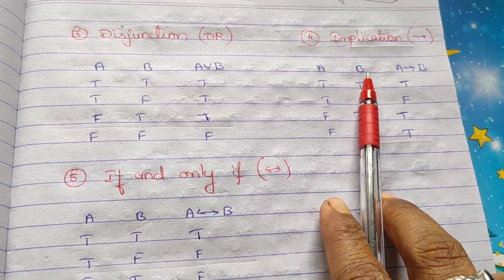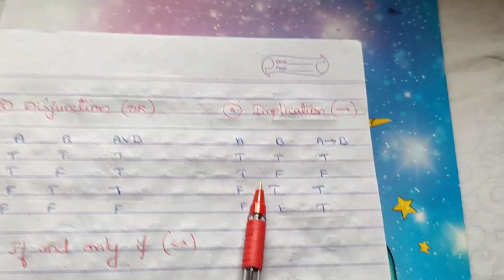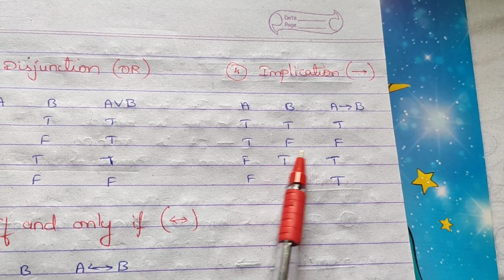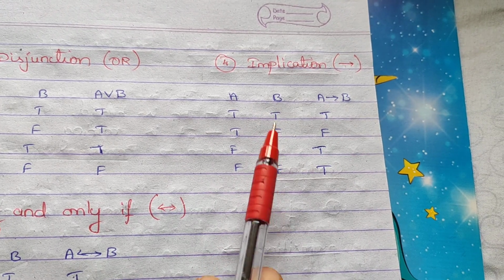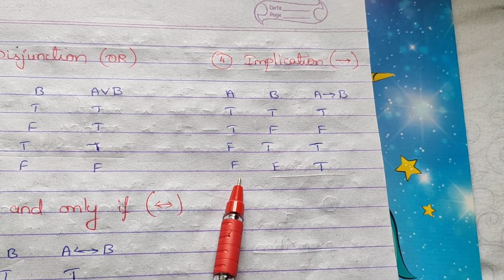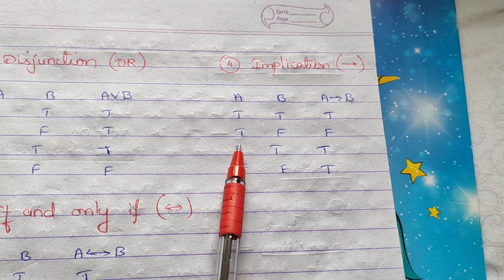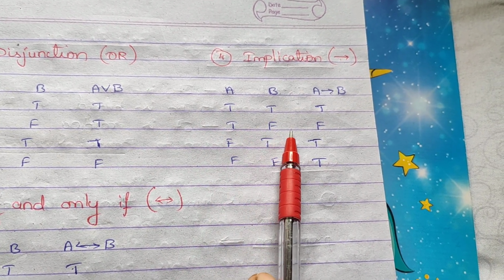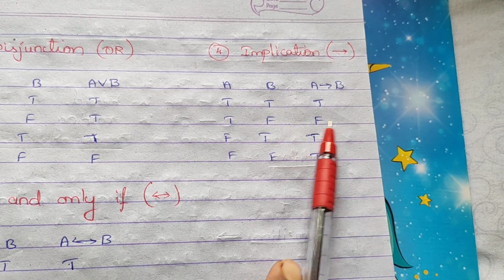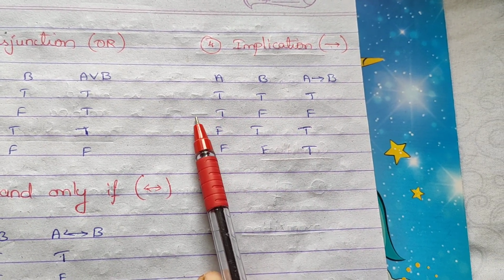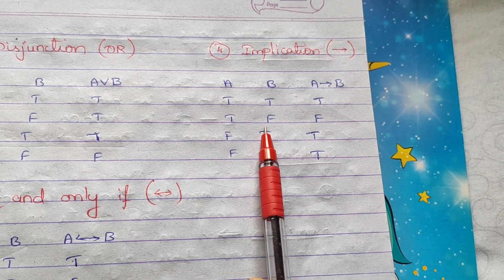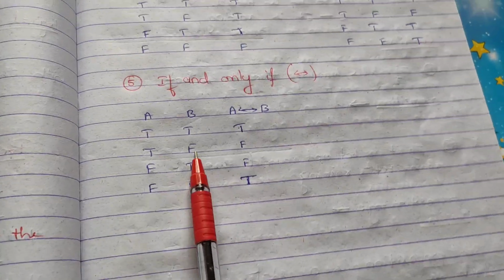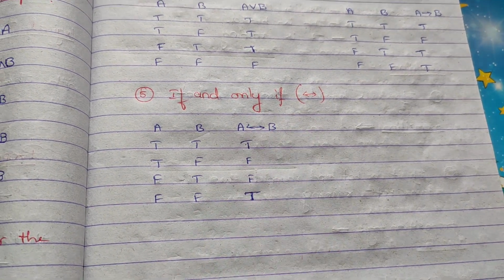Next is an implication, which is nothing but the if-then operation. If the first input is true and the second input is false, then the output will be false. The first input is true, the second input is false, means then the output will be false.